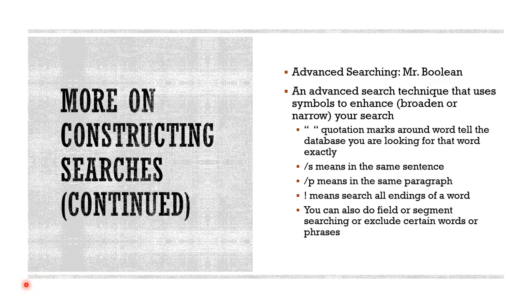There you go. You can use Mr. Boolean advanced searching, and these techniques are very useful. I will repeat a little bit of this from the Chapter 4 legislation in case some people are just watching this one today. And when we use advanced techniques, we broaden or narrow our search. And quotation marks around words, they tell the database you're looking for that word exactly, or two words, whatever that may be. You can put them around each other to help you.